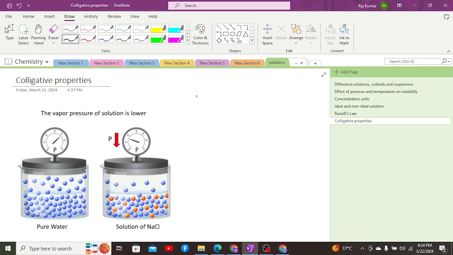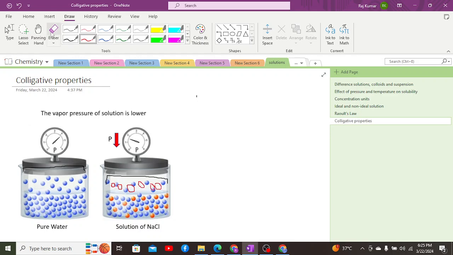Let's suppose we have a pure solvent, pure water. Pure water has all of its surface area covered with molecules of water. But when it comes to a solution of NaCl in water, much of the surface area is covered by water, but some of the surface area is also covered by NaCl, such that the surface particles are NaCl as well as water molecules, which means there are some molecules of NaCl and some molecules of water there.